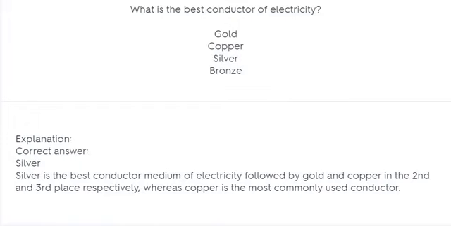What is the best conductor of electricity? Gold, copper, silver, bronze. Explanation. Correct answer: silver. Silver is the best conductor of electricity, followed by gold and copper in second and third place respectively, whereas copper is the most commonly used conductor.